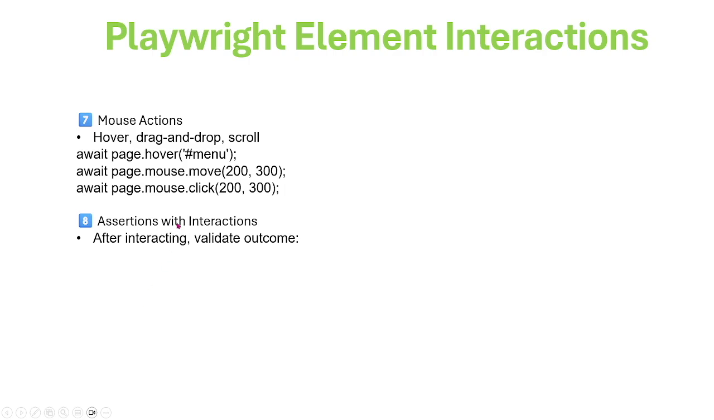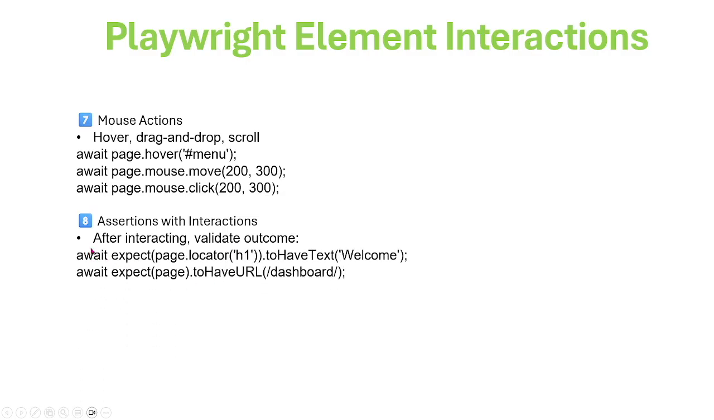Assertions with interaction. After interacting, validate the outcome. Await expect this page web element to have text welcome. And here is await expect page to have URL, URL includes dashboard.